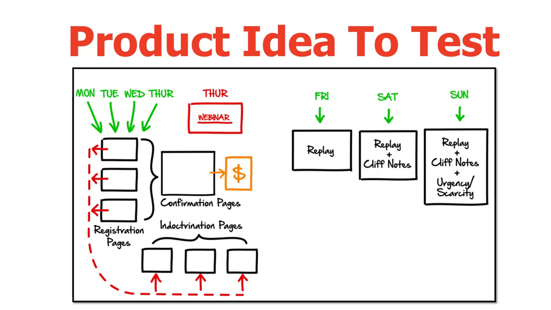What we do is we promote our webinar Monday, Tuesday, Wednesday, Thursday, and get people to the registration page. There are no indoctrination pages, so just imagine that part at the bottom is gone. It just goes to a confirmation page. Even if we don't have a product on that confirmation page, that's fine, because we're going to run our webinar on Thursday. We're also going to have a replay on Friday. We can incorporate and adjust the back end there.